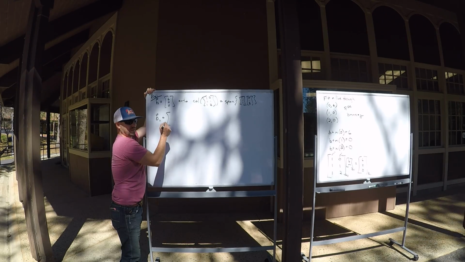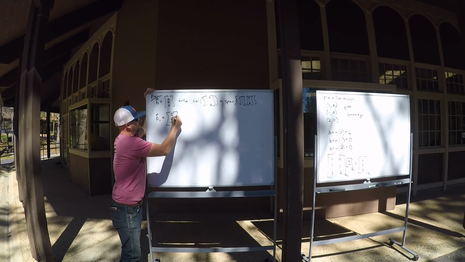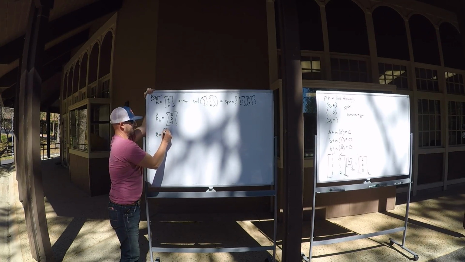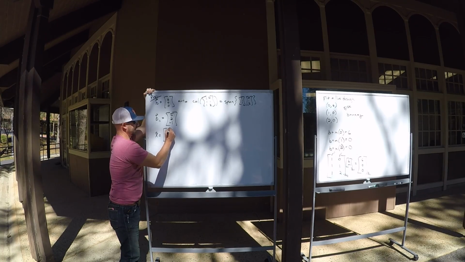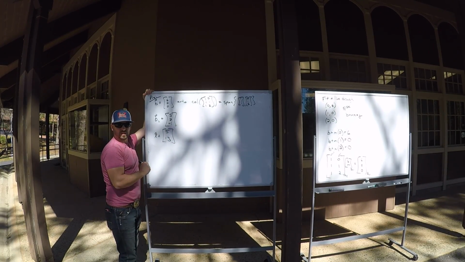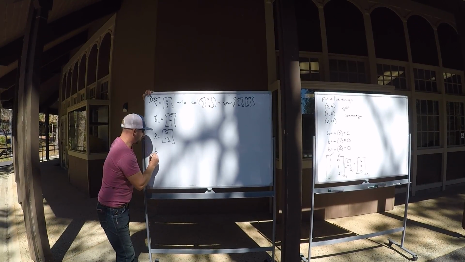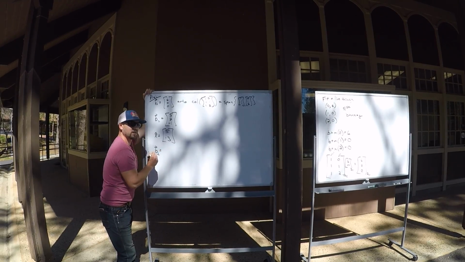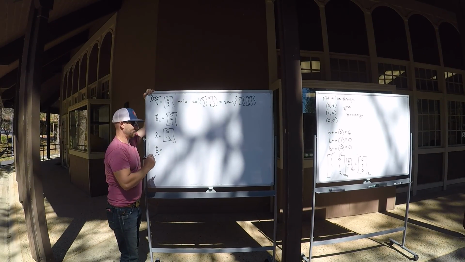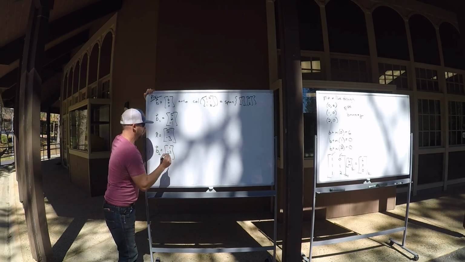B parallel is 5, 2, negative 1. Okay. What's x hat? x hat is 5, negative 3. Are you guys with me? Okay. What's B perpendicular? I thought that was the third thing. B perpendicular is 1, negative 2, 1.